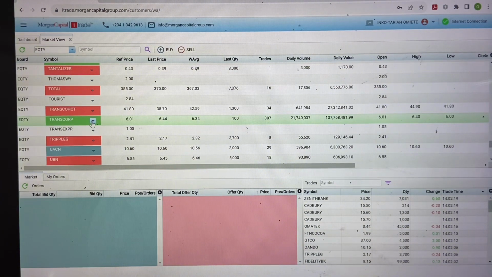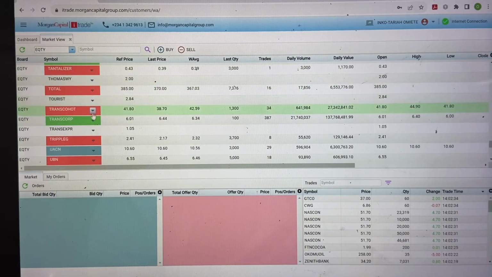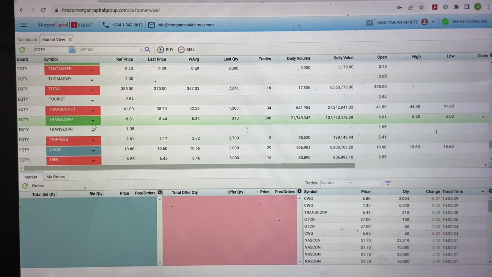So let's go to Transcorp. Now, first of all, before you do this, you must have funded your account, and on the landing page you will see what your account balance is. So you come here. For every company, as you can see, there is a little arrow pointing downwards beside each one. All right, so we want to buy Transcorp.